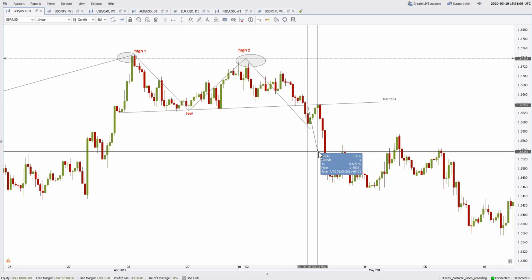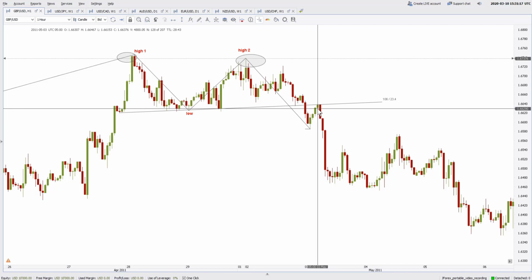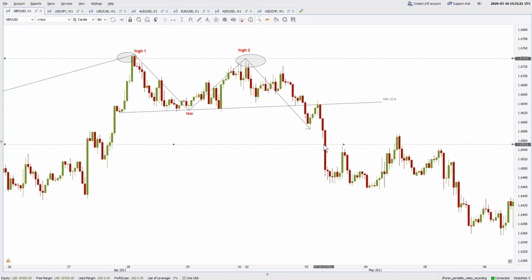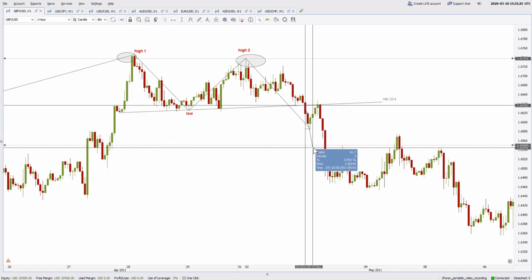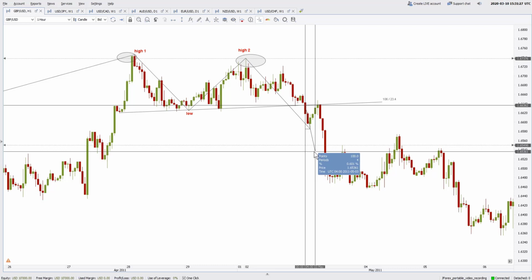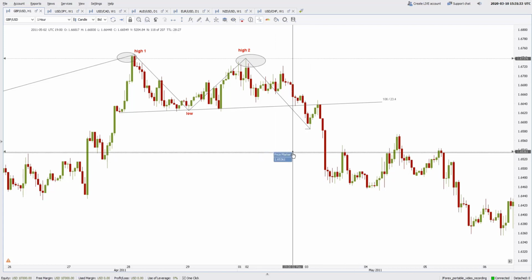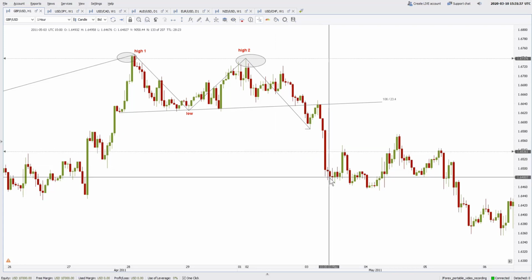So our target for this was 1.6536, which was reached within 3 hours of opening the trade. Now you see that the price has gone even lower. 100 points is 1.6536. So you have seen that actually this was the potential target, but the price went much lower than that.